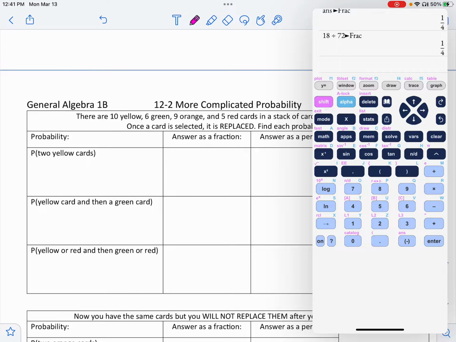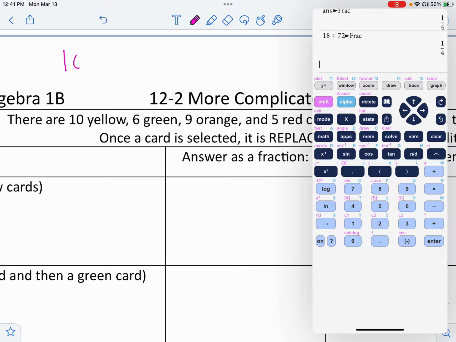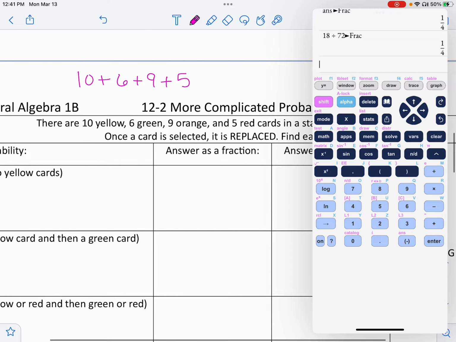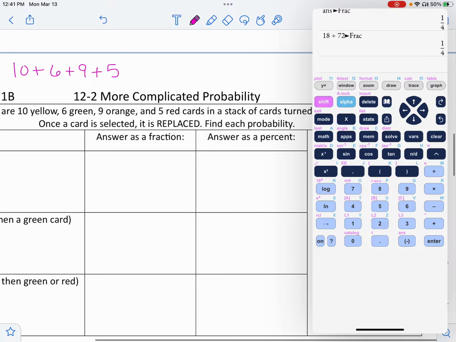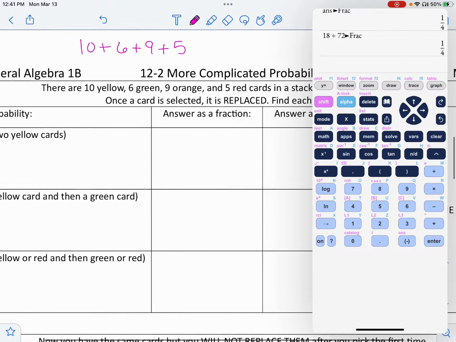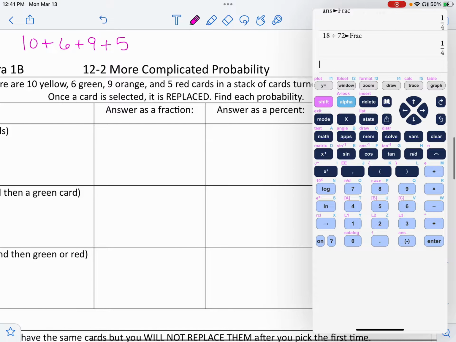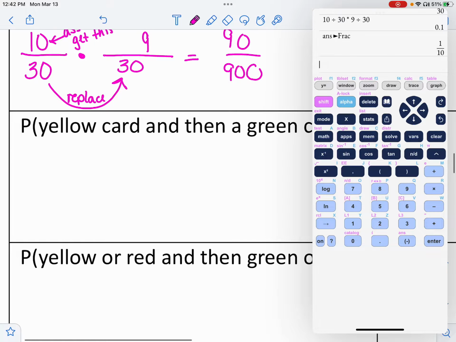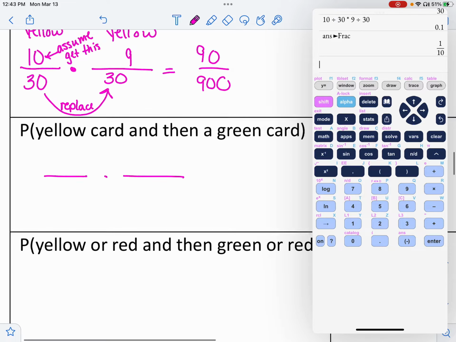We're going to have a bag. We're going to have 10 yellow, 6 green, 9 orange, and 5 red. And these are all going to be cards, stacked. One card is going to be selected. It's going to be replaced. And it looks like we are going to pick another card. Now let's look. I'm going to have a yellow card, and then I'm going to have a green card.